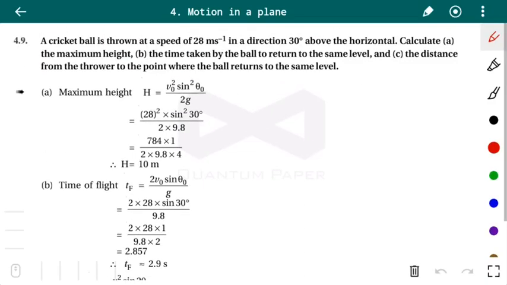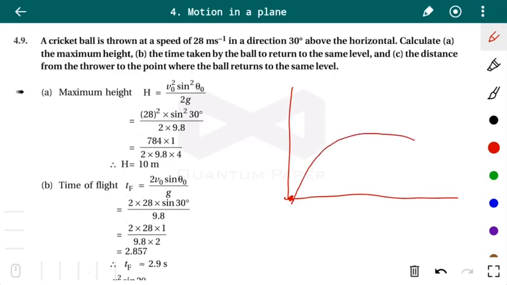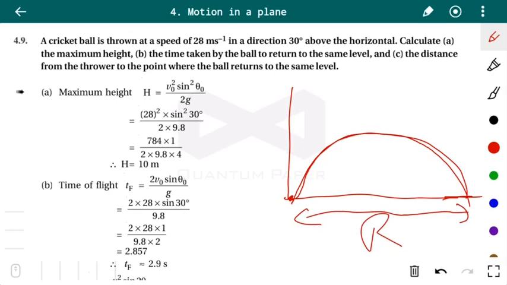That means here, suppose we take this plane, from here the cricket ball is thrown. So it takes the projectile motion and it returns to the ground. So first we need to find the time taken by the ball to return to the same level, that is time taken to cover this whole path, and we need to find the distance, that is the range. Also we need to find the maximum height.